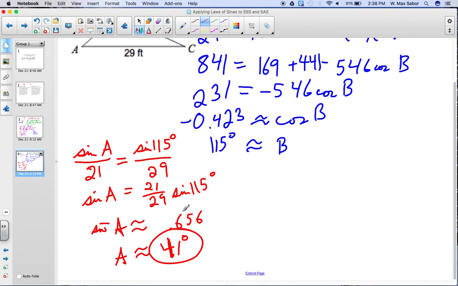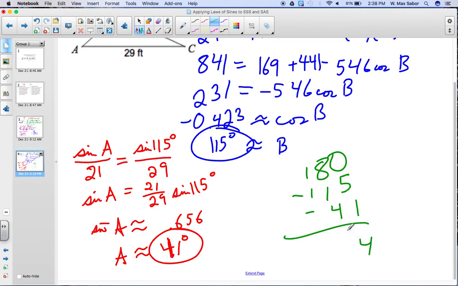So we have two of the angles. You could apply the law of sines or law of cosines to find the third angle, but don't. You should use that there are 180 degrees in a triangle: subtract 115 and 41, and you should get 24 degrees as our third angle. So that gives us A, B, and this was our angle C. That is how we apply the law of cosines to side-side-side and side-angle-side.